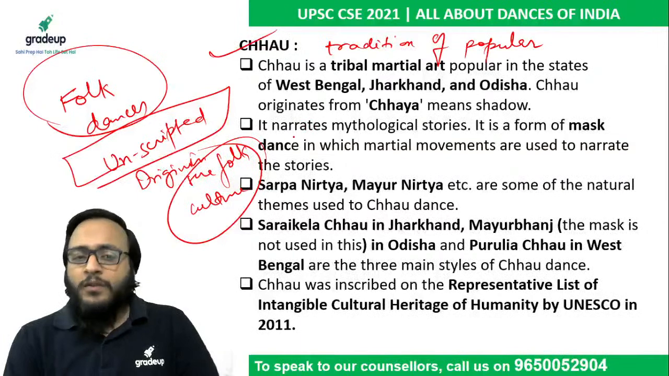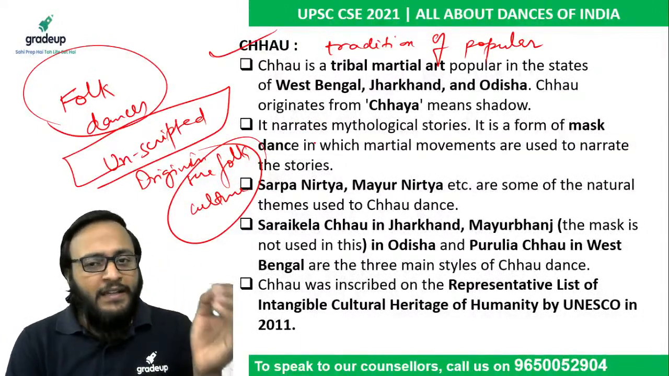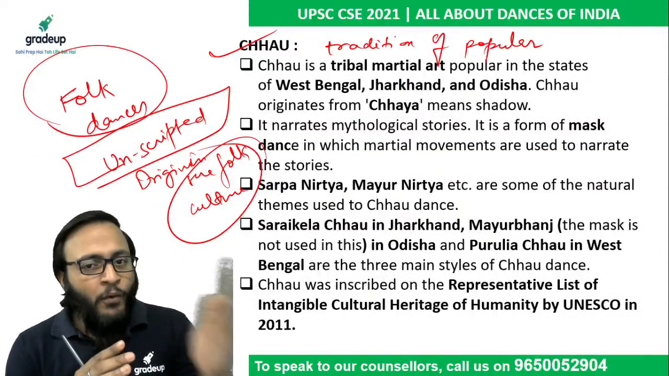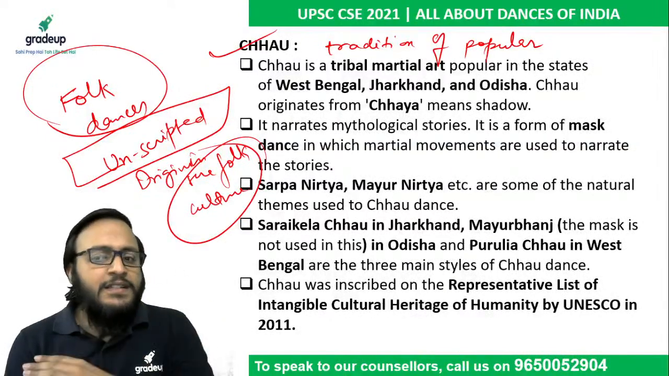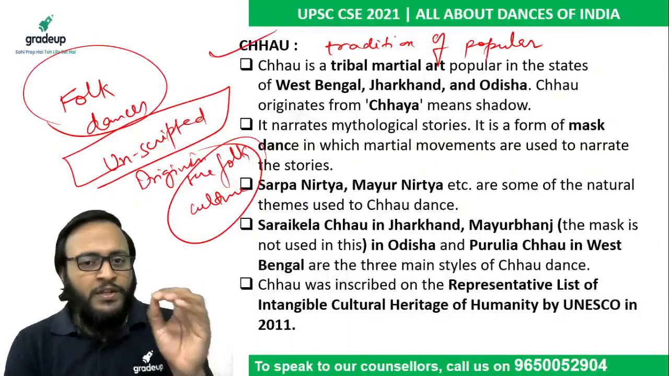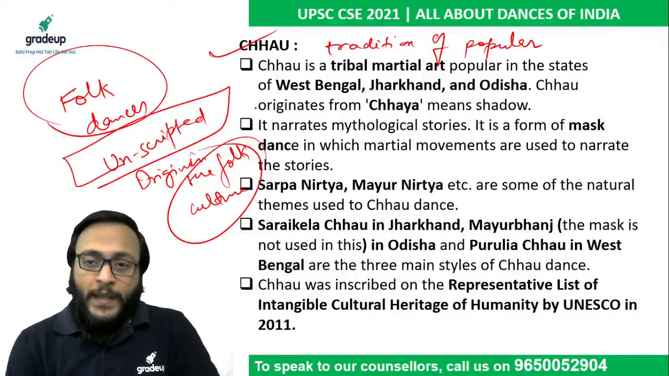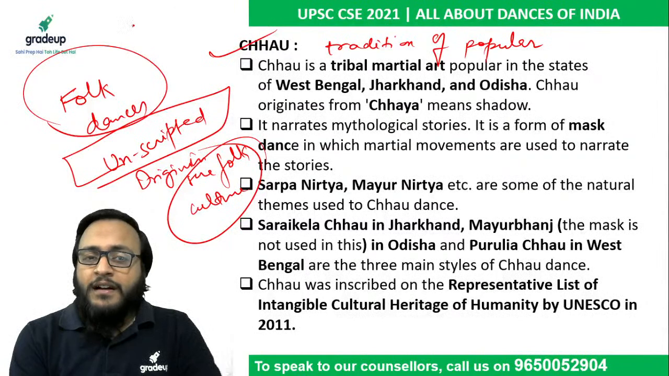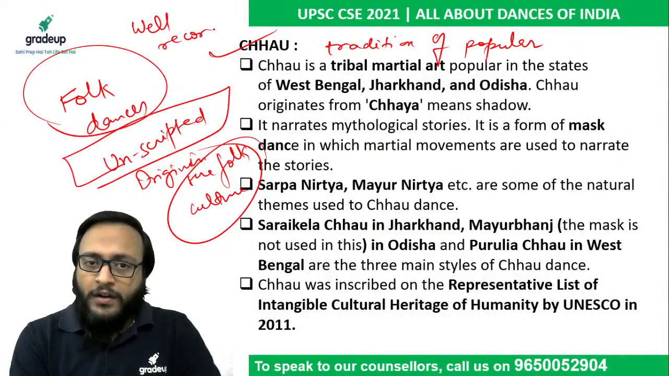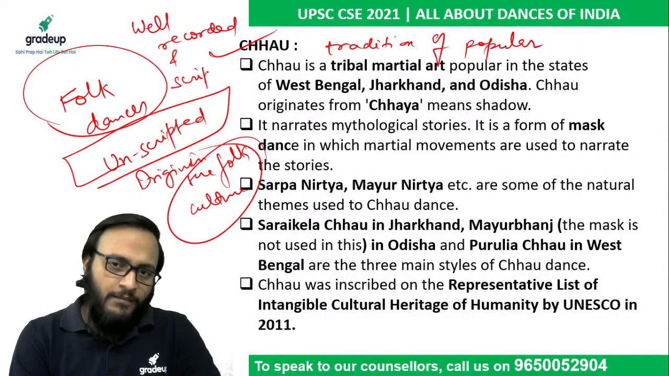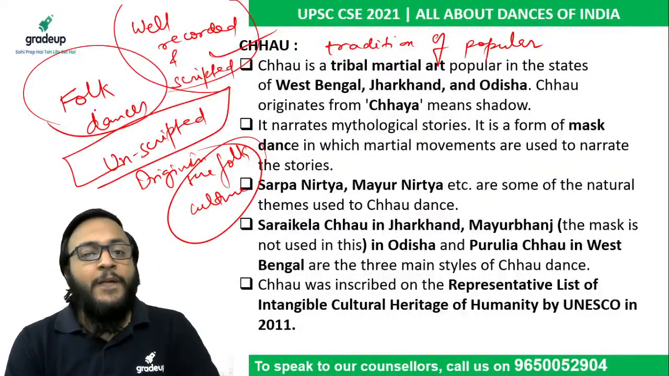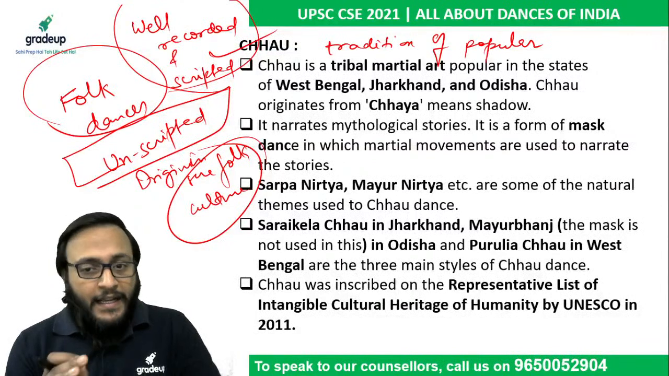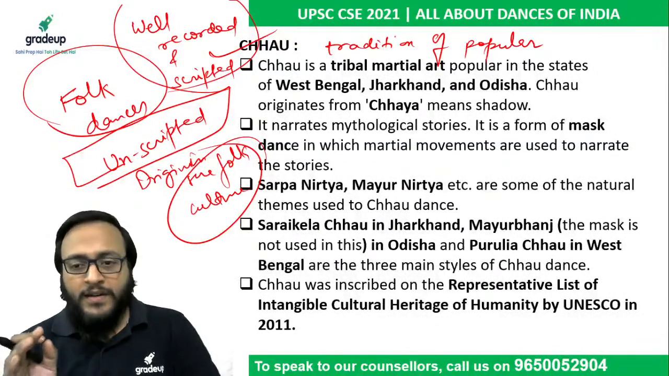Overall, we can say that folk dances are those which find their origin either in mythological stories or in folk stories, tales and narratives. Different types of popular origins are possible for folk dances. Whereas the classical dances have a well recorded and scripted history. Scripted history means a proper description is given. Each and every part of the dance is well defined. It is only done in a specific premise or on a specific occasion.